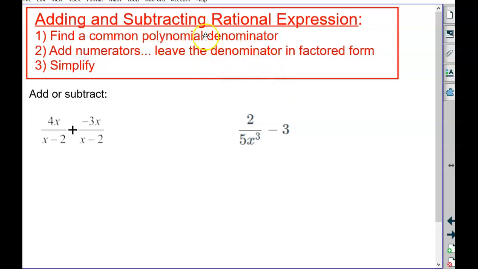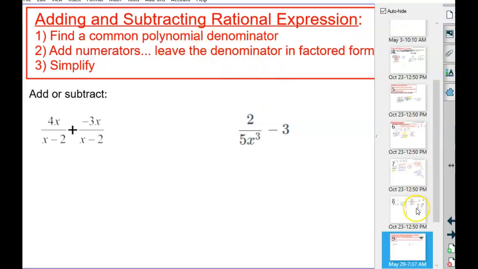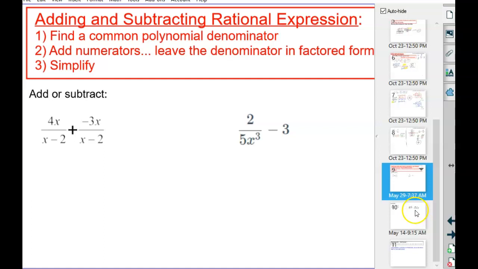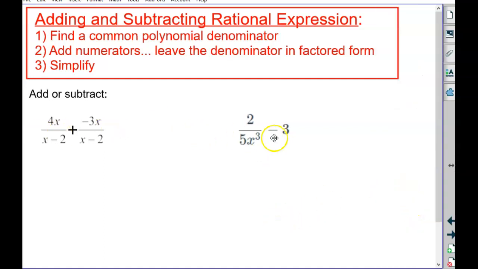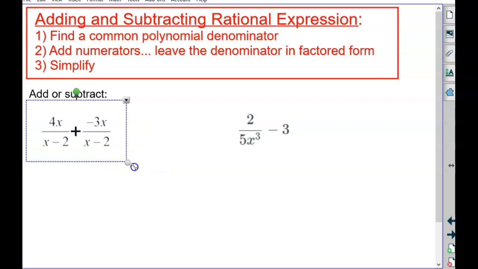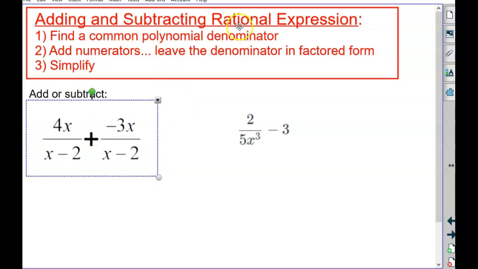Okay, our last idea here is add and subtract. And we got just 2 more, these 2 examples, and then 2 more after that. So the rules for adding and subtracting are the same as if it didn't have any variables in the bottom. But our goal is to find a common polynomial denominator. If I'm going to ever add and subtract, I just need to have common denominators.